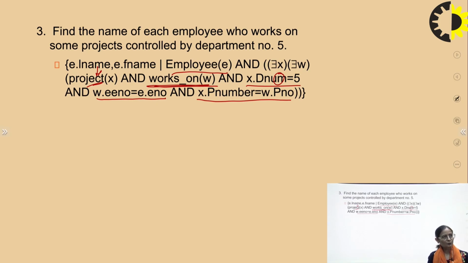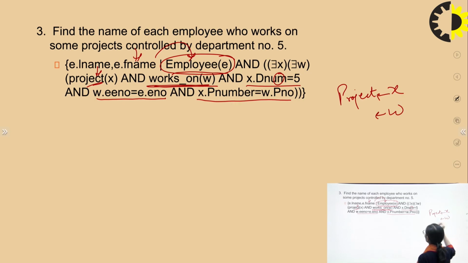So in this case, what is happening? We are getting these attributes in the output. From where they are coming, the range is this, and there exists X and W such that X is coming from project and W is coming from the other relation, that is works on.